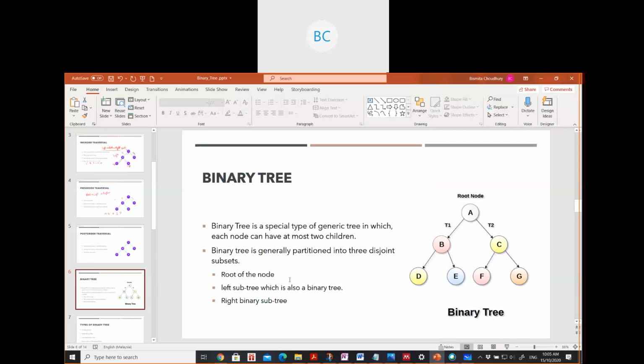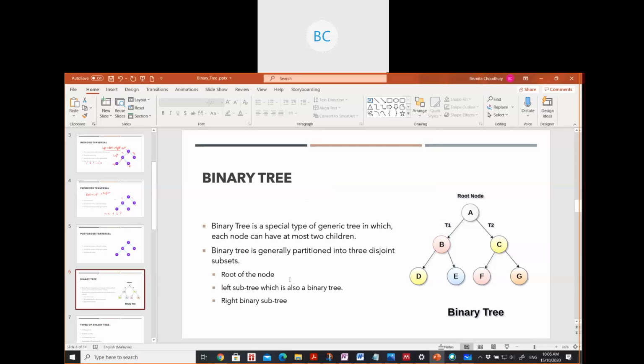Okay. 0 means the leaf nodes, because they never had any children. Then it can have 1 or 2. So your binary tree normally partitions into 3 disjoint subtrees. This is just the normal one: root of the node, then left subtree, which is also a binary tree, then your right binary subtree.